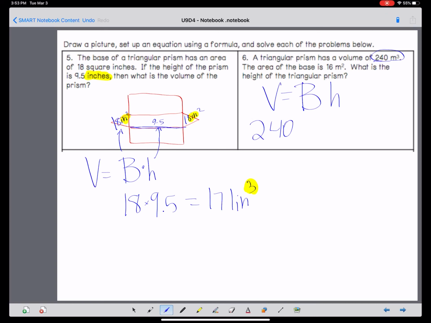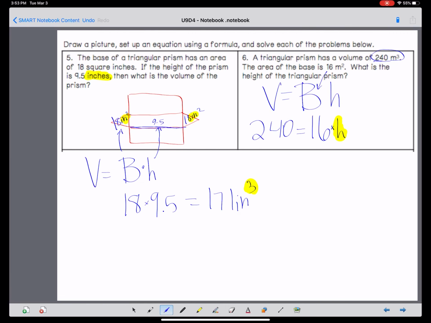You know what? Area of the base, that's the same thing as our large B right here, represents the area of the base. So let's plug in 16 to our equation. And then what's left over is times it by the height. So they're saying, what is the height of the triangular prism? What we have to do in question 6 is solve for the height. We don't know what the height is, so we need to solve for that.